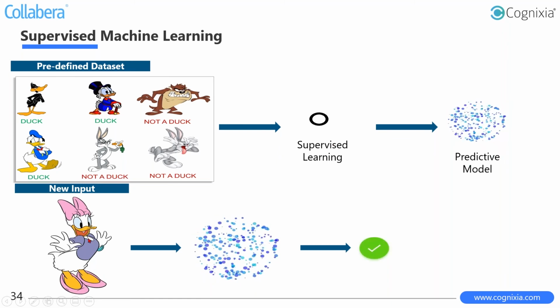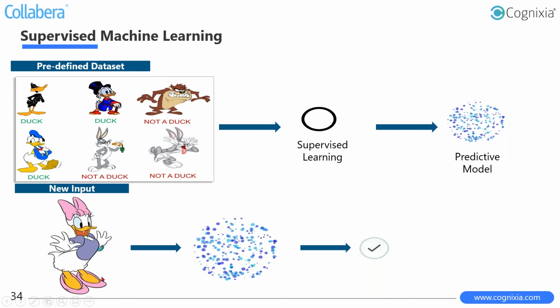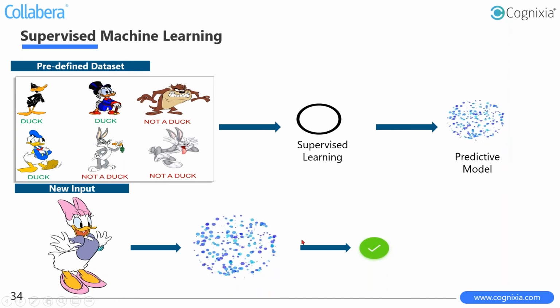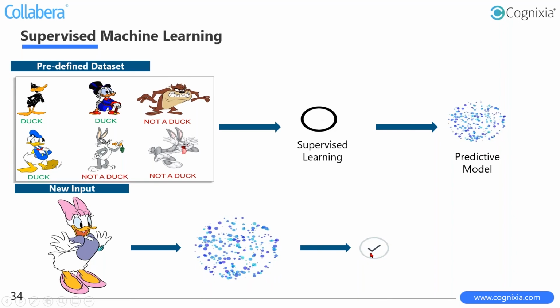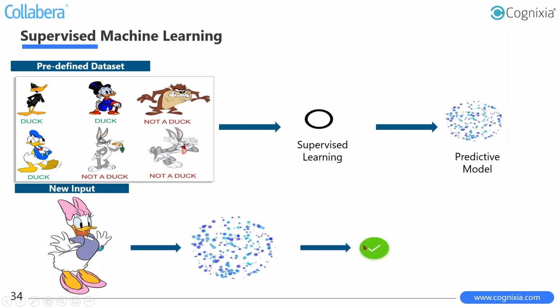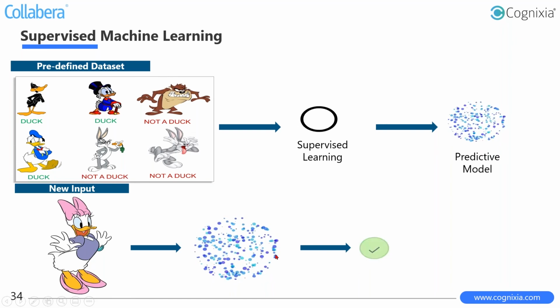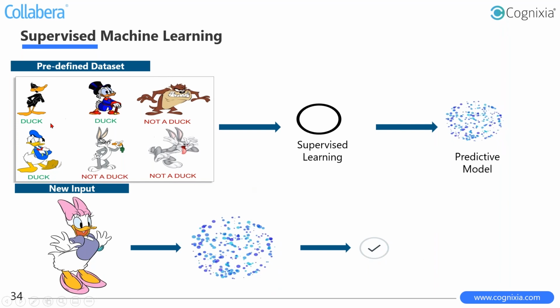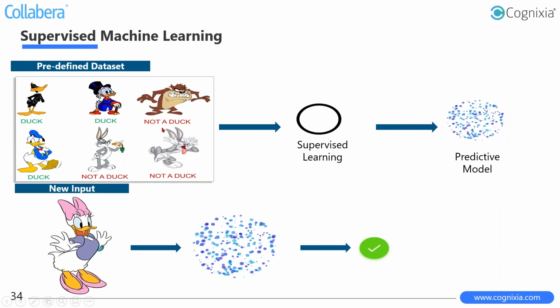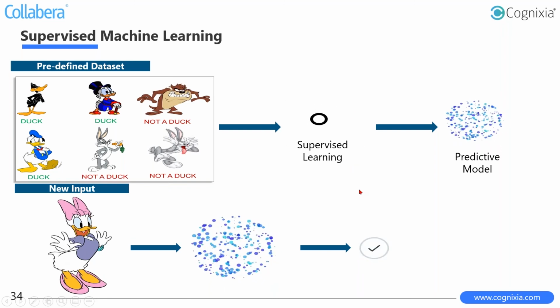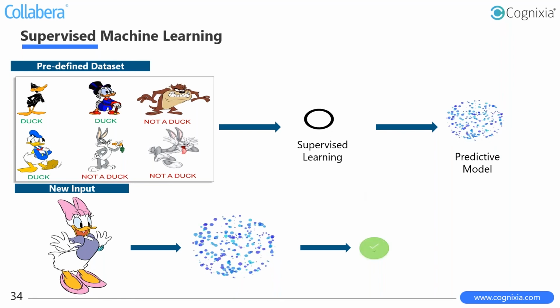Now you give this particular new duck input to the model, and the model should be able to tell whether it is a duck or not, right? So it is saying that it is a duck. If it is not, it will say cross. It's not a duck. So you see that it is basically labeling whether it is a duck or not a duck. So that's where supervised machine learning use cases are helpful.